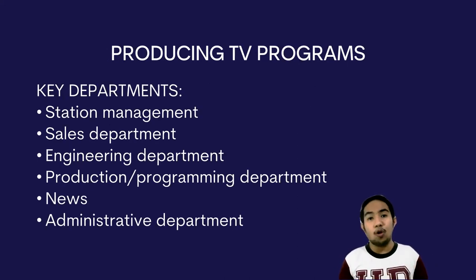So, how are TV programs produced? Let us first look at the departments and staff. In one common arrangement, a station manager is ultimately responsible for all station activities. The rest of the station is organized into these departments: sales department, engineering department, production or programming department, news and administrative department. The divisions are somewhat more complicated at the network level. Networks usually have these departments: sales, entertainment, operated stations, affiliate relations, news, sports, standards, and operations.